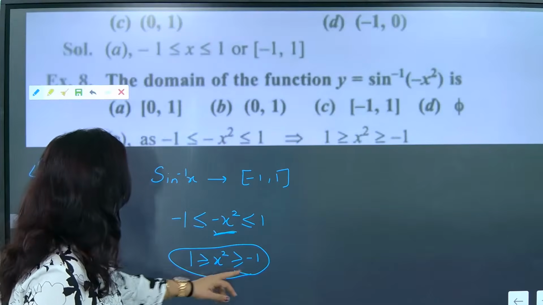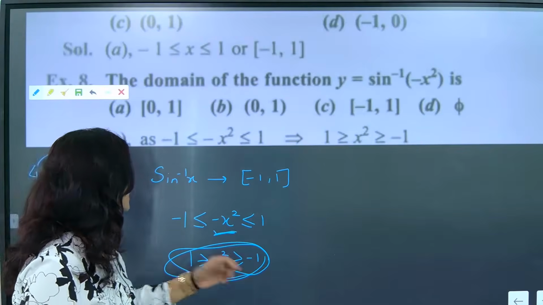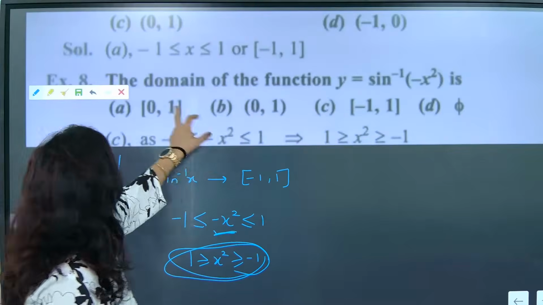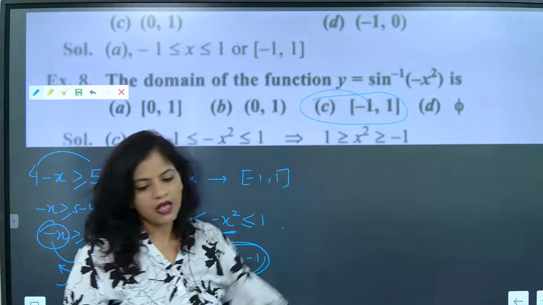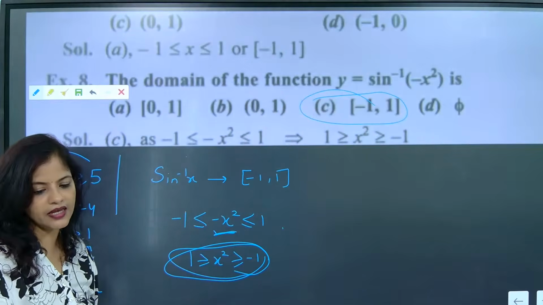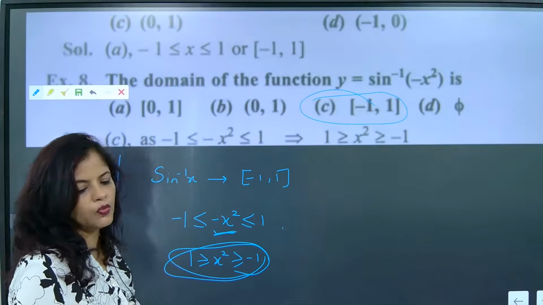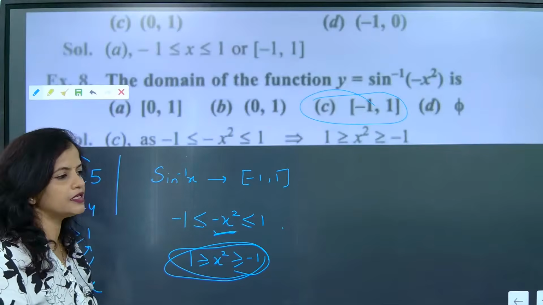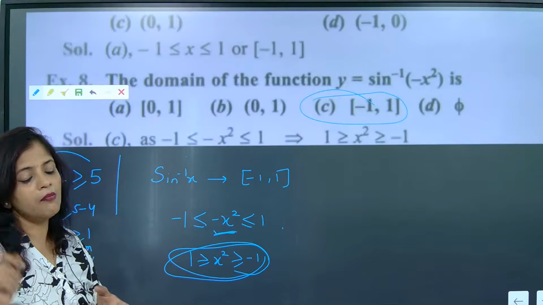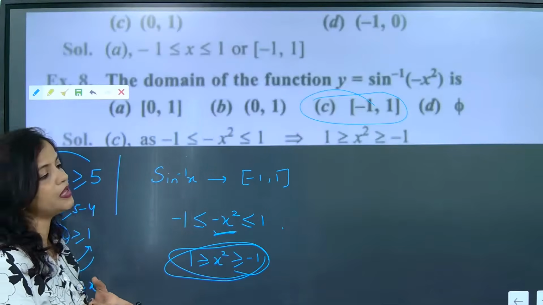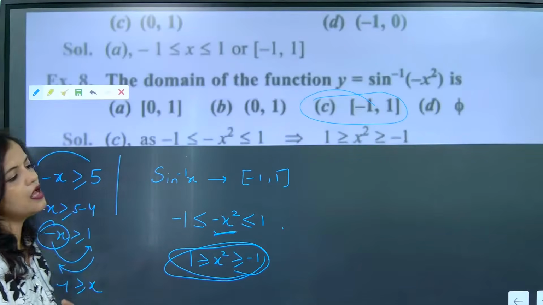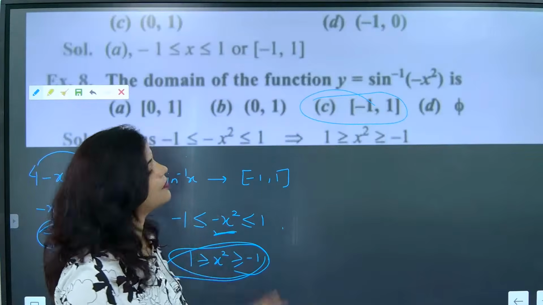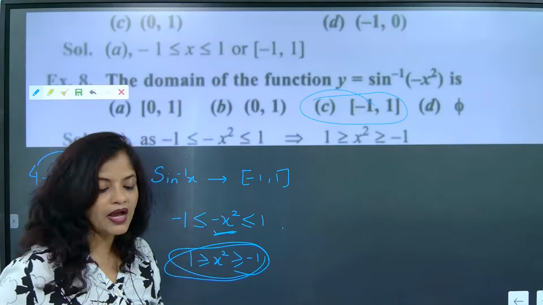So now x square is greater than minus 1 and less than 1. I hope the answer will again become minus 1 to 1. The answer is again coming as minus 1 to 1. I hope you have understood this part. So if sin inverse x square is there, the shift will not be there, and directly we can say the answer is the closed interval minus 1 to 1.